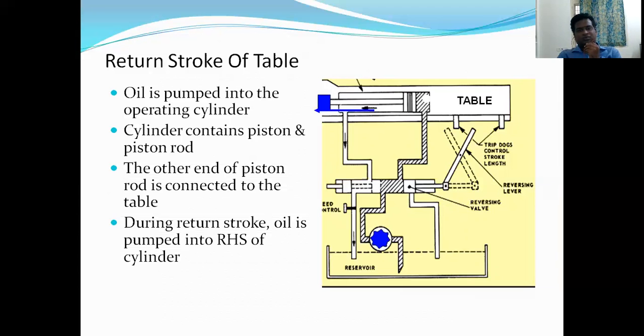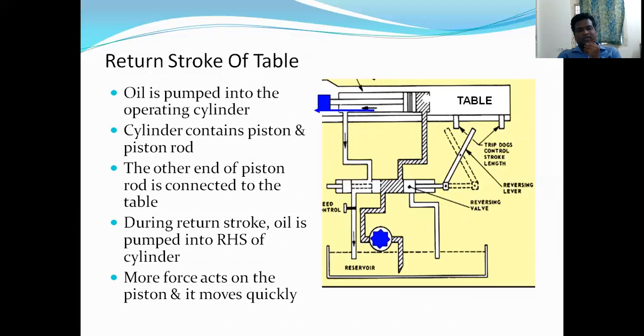So during return stroke, oil is pumped into the RHS of the cylinder. So the more force acts on the piston and it moves quickly. In simple words, we can tell that with more force acting on the right hand side, the return stroke is fast, and less force is acted on the LHS side, so the movement is slow, because the piston rod is present in the LHS side.